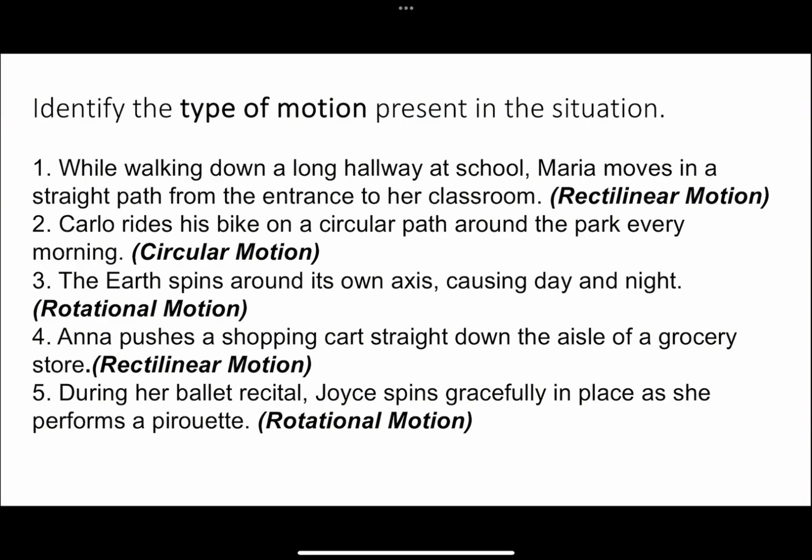Let's try to assess every situation and think why it is considered a certain type of motion. Number 1, since it is a straight line, it is rectilinear motion. Number 2, circular path, so circular motion. Number 3, on its own axis, so rotational motion. Number 4, straight down the aisle, meaning rectilinear motion. And lastly, since it is in a ballet recital and it's talking about spinning, therefore it's rotational motion.